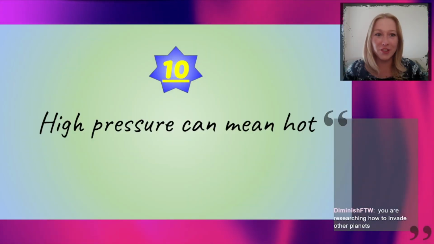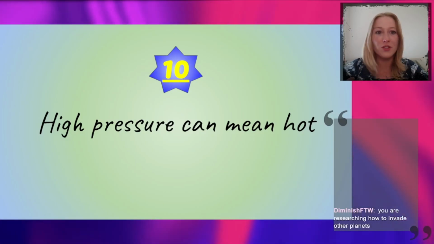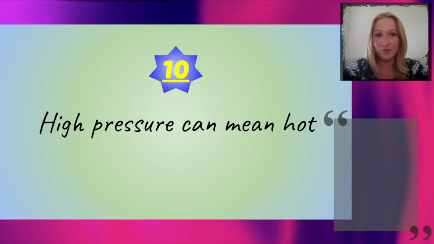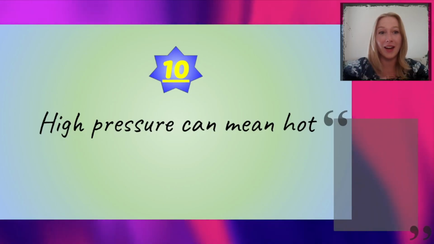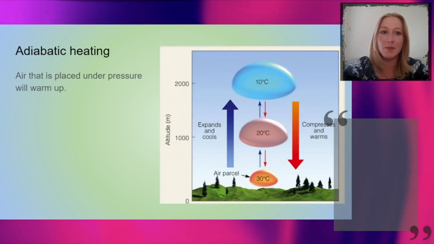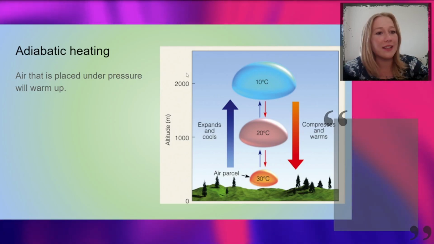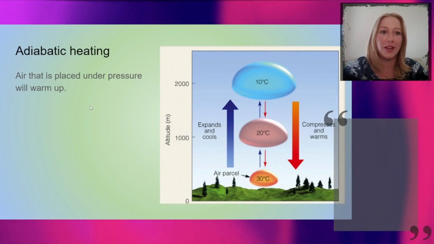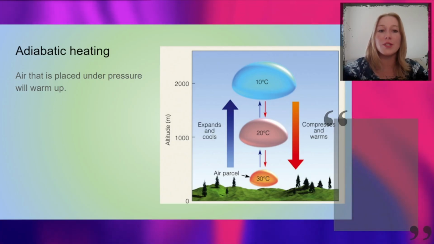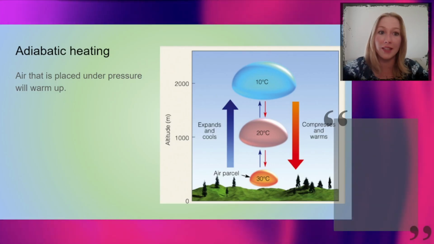Okay, so I said that usually high pressure systems come from cold air. So cold air is dense, it's heavy and sinks. But sometimes high pressure systems can mean warm air. Don't panic, I will explain. It's a process called adiabatic heating. Basically, where you have air or other gases under pressure, those gases can warm up even without needing to heat them.